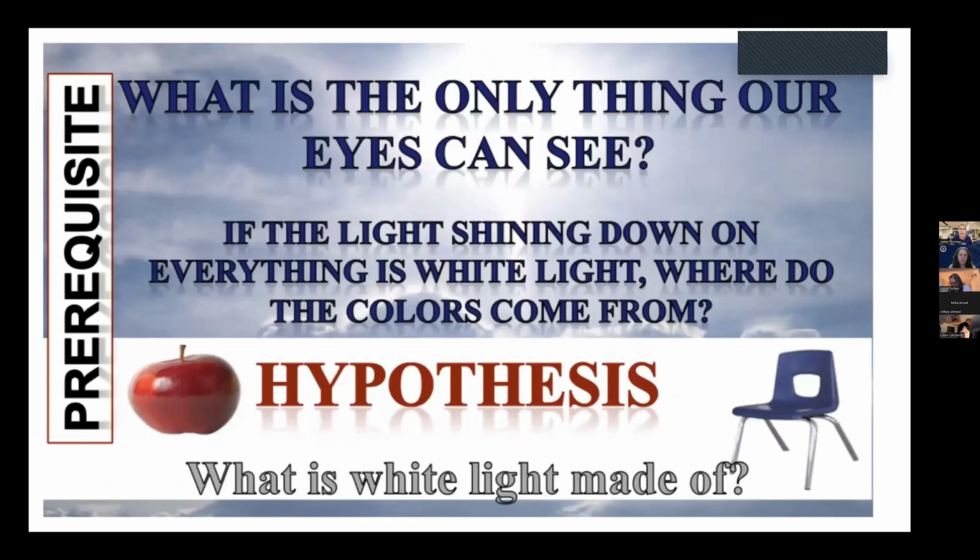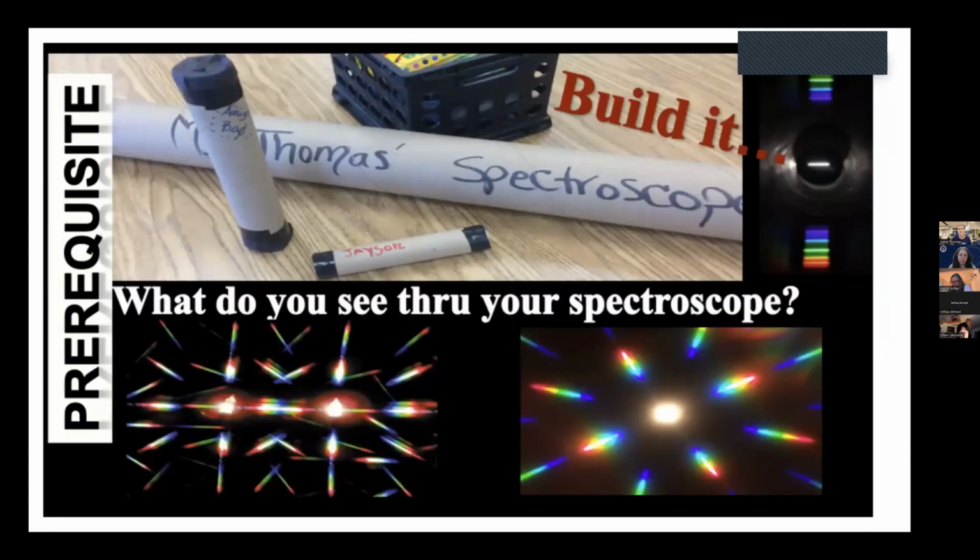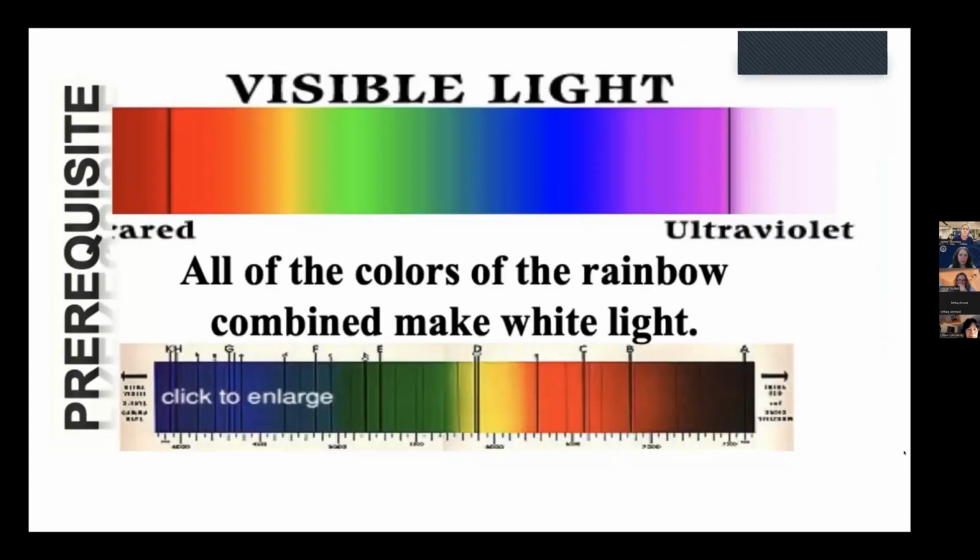And again, this is all prerequisite. What is the only thing our eyes can see? Light. Well, if white light is shining down on everything that's in the classroom, why are the chairs blue? Why is this apple red? Where do all these colors come from? I don't see colors or rainbows shining down on us. And that gets us back to what is white light made of? And so we make spectroscopes so the kids can actually see, there are the colors. They're within the white light. That all colors of the rainbow combined make up our white light.